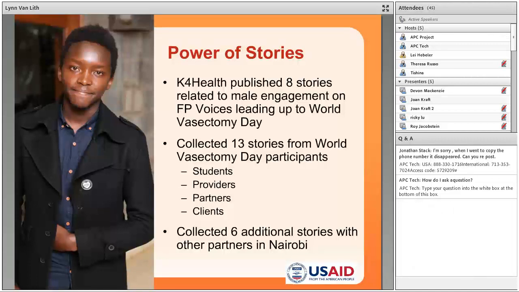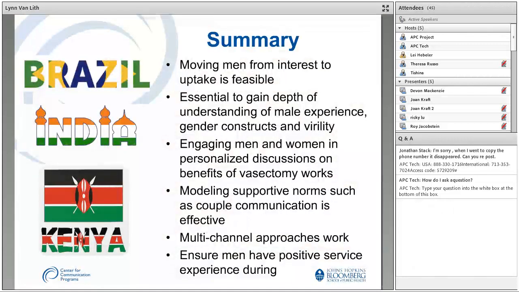So in sum, on our final slide here, some of the ideas that came out from all of the countries, and that very much echo what Roy shared in his presentation, is that moving men from interest to uptake is absolutely feasible in the realm of vasectomy. And if done right and done well, and addressing the barriers that men say they face, it is absolutely possible, but investments are absolutely needed.